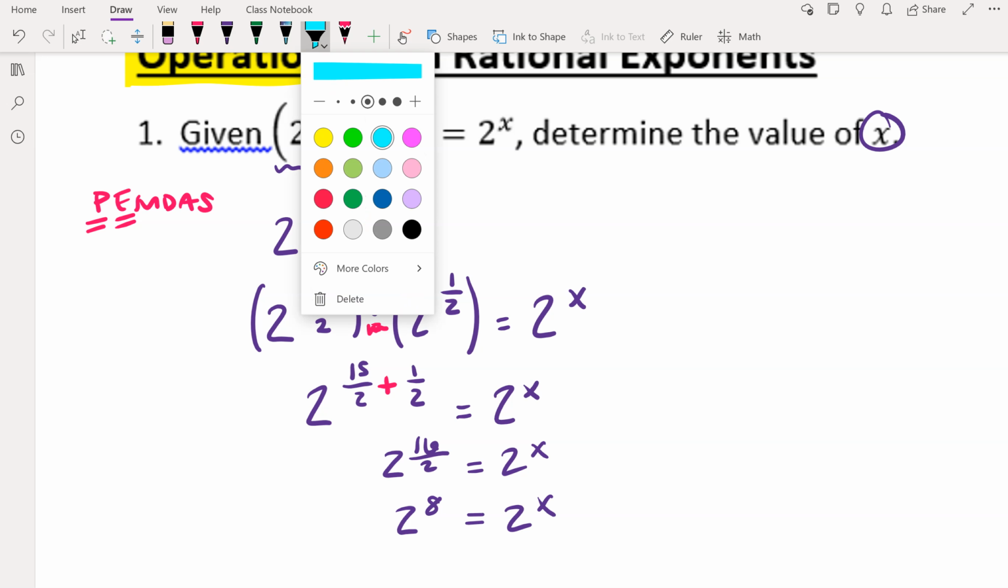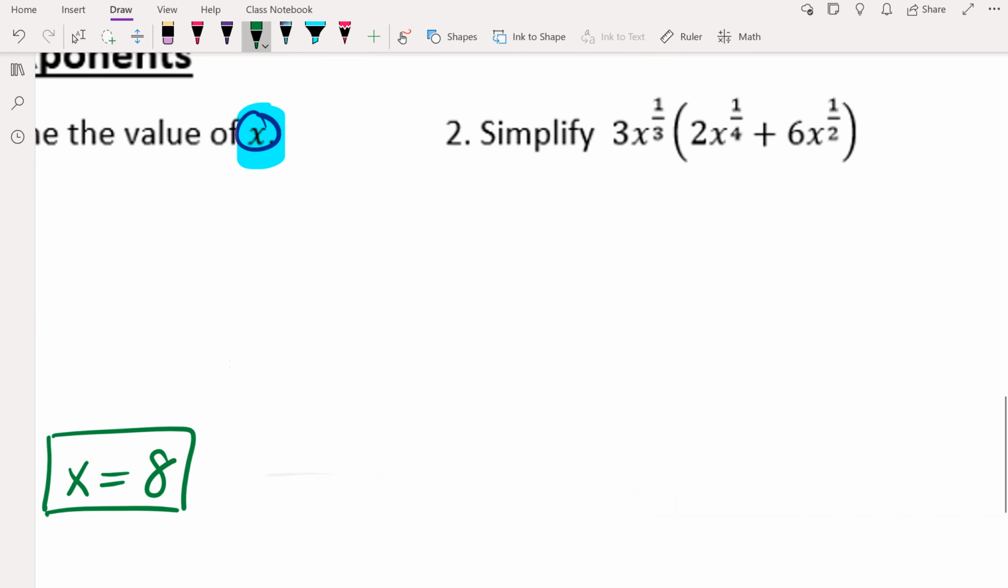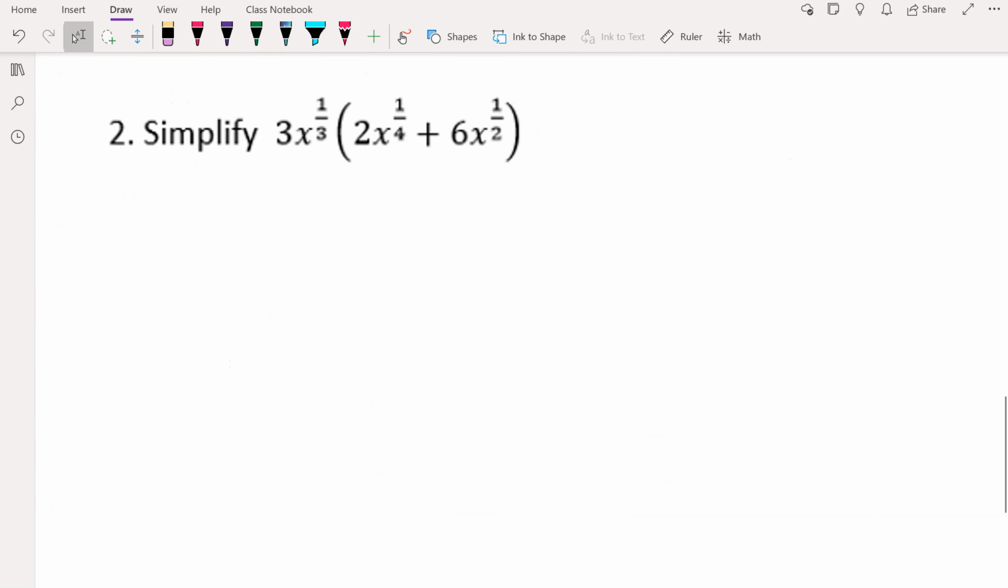X equals 8. Okay, we have one more example. Make sure you write this down.